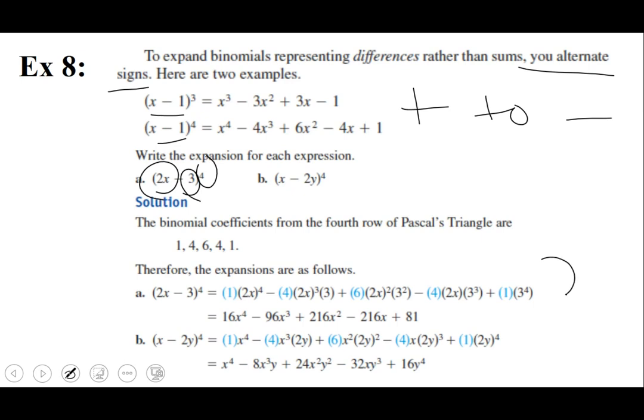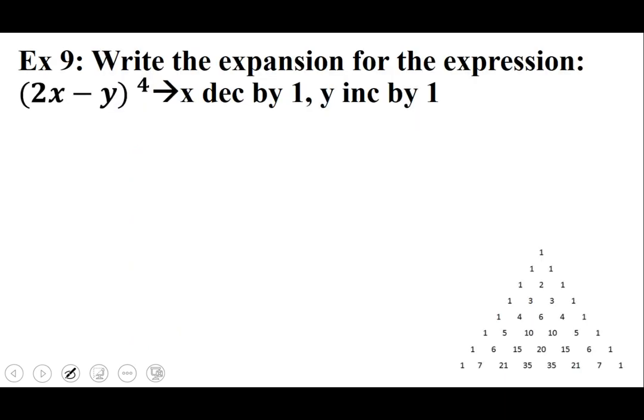So here are 2 problems that are done for you. Again, feel free to pause the video and look at them as closely as you might be interested in. We're going to do one together here in example 9. Find the expansion for the expression (2x - y) to the fourth. And again, a reminder that you're always decreasing the first value by 1 and increasing the second value by 1. This 4 means we're again going to be using row 4.